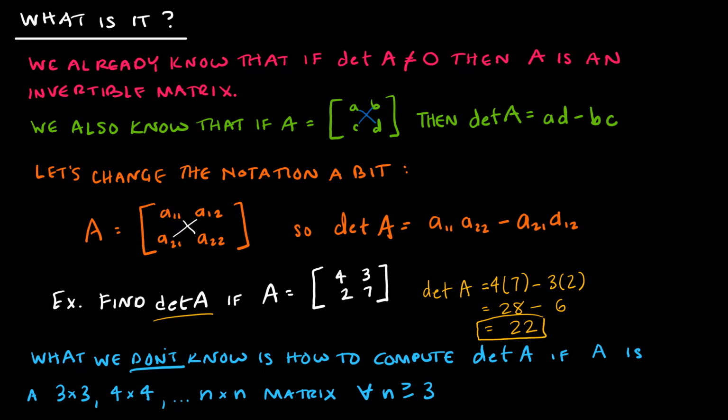My problem now comes from the fact that I don't know how to compute the determinant of A if A is, say, 3 by 3 or 4 by 4, etc., through n by n, where n is a natural number greater than or equal to 3. I can't have negatives. So I don't know how to do that yet, but good news, that's what we're going to learn.